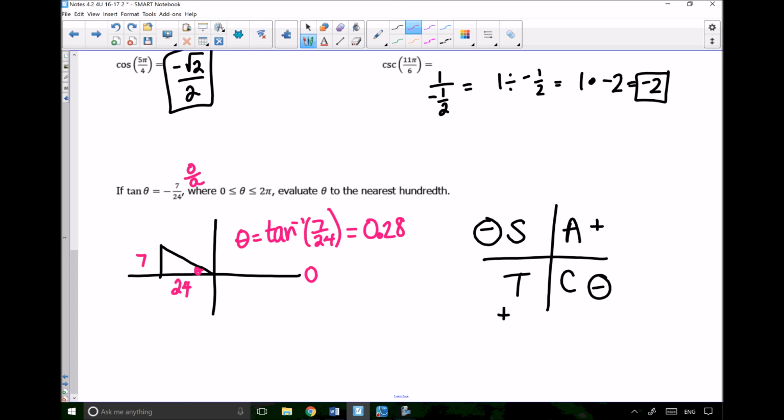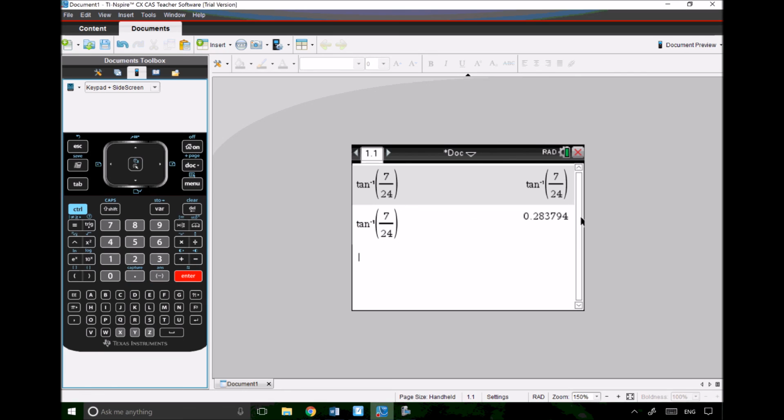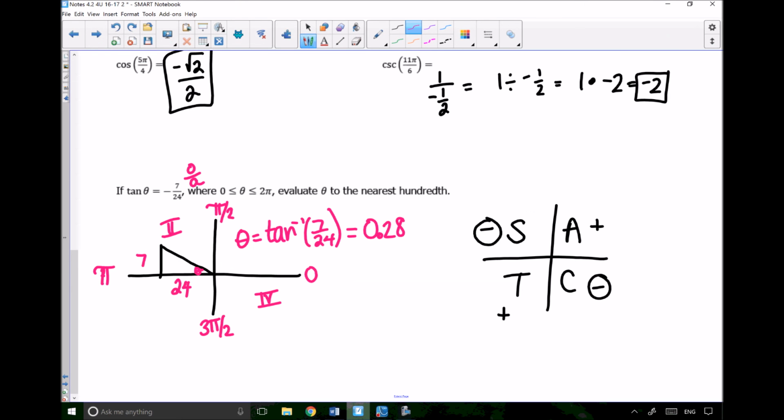Well, we know that this is 0. We know that this is at pi over 2. We know this is at pi, and we know this is at 3 pi over 2. Okay, so based on that information, we need our angle to be in quadrant number 2, and we also need our angle to be in quadrant number 4. Well, pi over 2 radians is approximately 1.57. So that means that right here, this is approximately 1.57 up here. Therefore, our answer cannot be 0.28 because that's in the first quadrant.